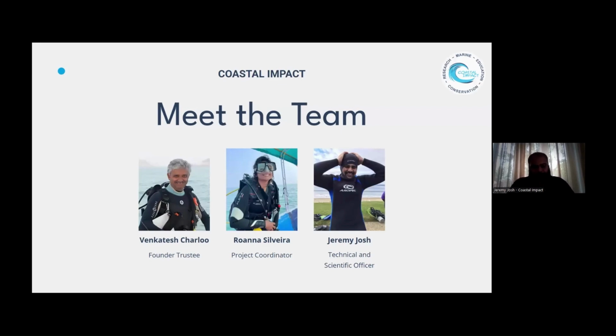Coastal Impact is a very small team. It's essentially Venkat, who's the founder trustee. He was a banker turned diver, dive instructor, ran a diving center in Goa for many years, still does. But in 2009, he decided to start the organization because he wanted to give back to the ocean, and it sort of hit him on a personal note, and this is the product of that essentially. We started our work in 2009, but at that point it was mainly outreach programs and awareness programs for children and other people.